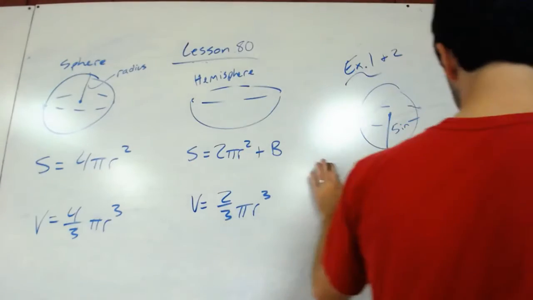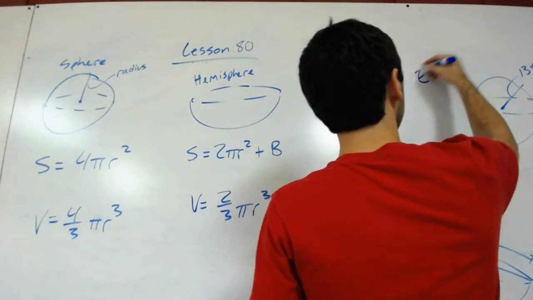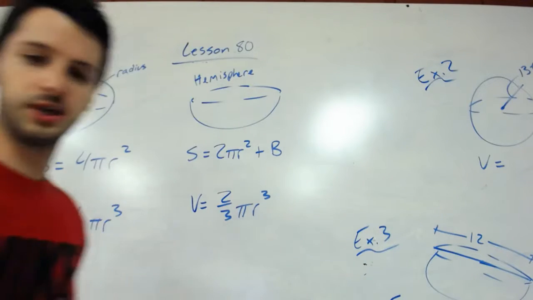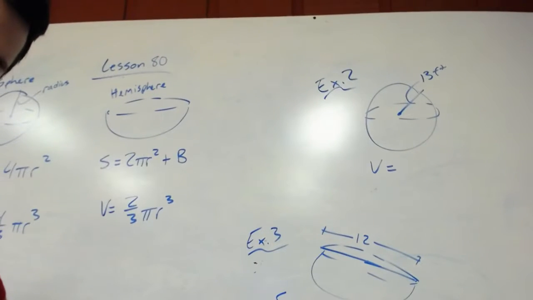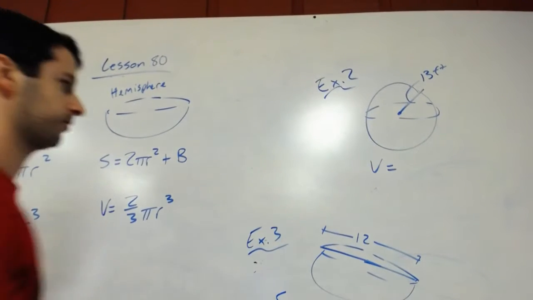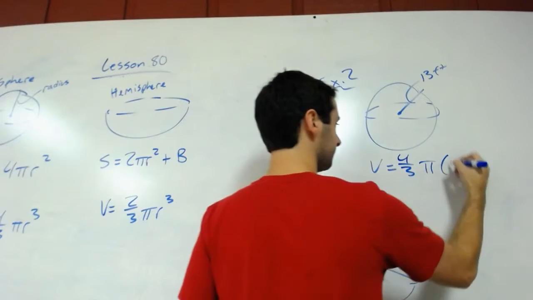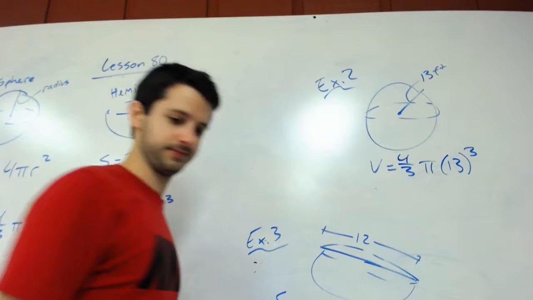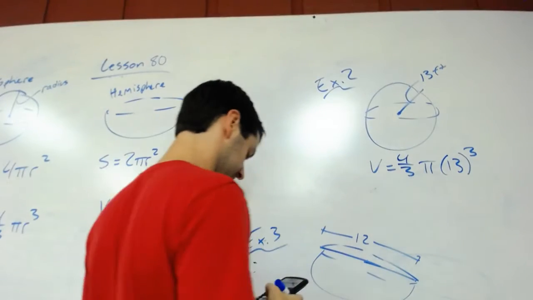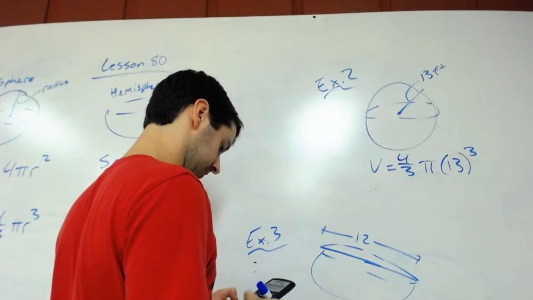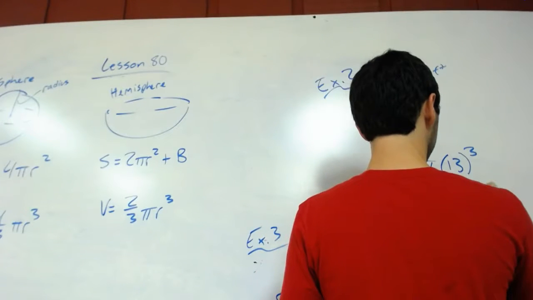Now let's look at volume of the sphere. Example 2, it gives us a radius of 13 and wants us to find the volume. Well, volume formula is 4/3 times pi times radius, 13, cubed. So, order of operations, we got to do 13 cubed first. So 13 cubed is 2197.